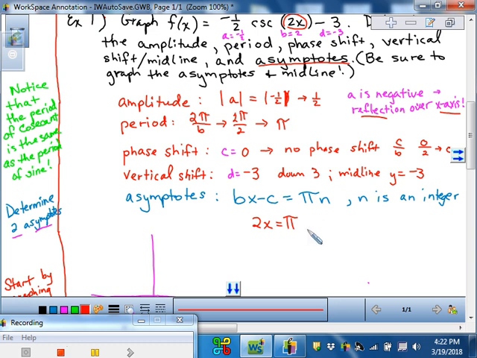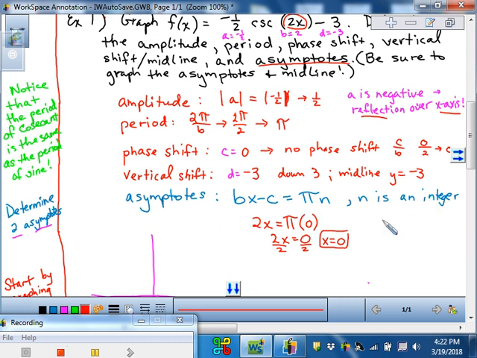The easiest thing to do is choose 0 and 1. So I'm going to choose 0 as my first number that I'm going to use for my asymptote. Pi times 0 is 0, so 2x is equal to 0, and then I just finish solving that by dividing by 2. So x is equal to 0 is my first asymptote. Now I'm going to do my second one.